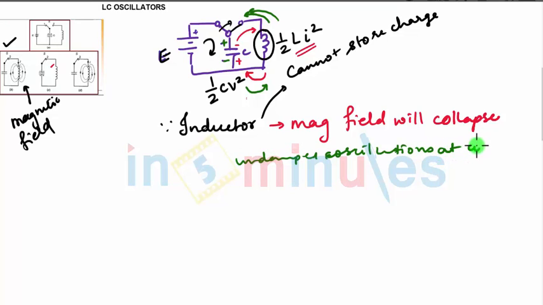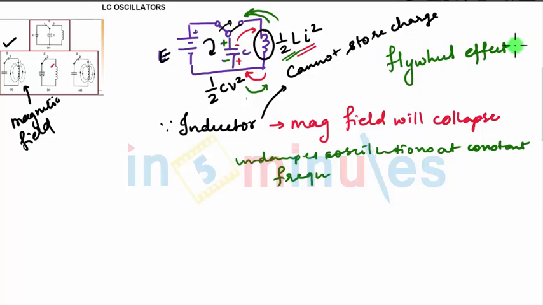at constant frequency. Now this effect of charging and discharging of the capacitor and the creation and collapsing of the magnetic field is called the flywheel effect. So the LC oscillator oscillates based on the principle of the flywheel effect.